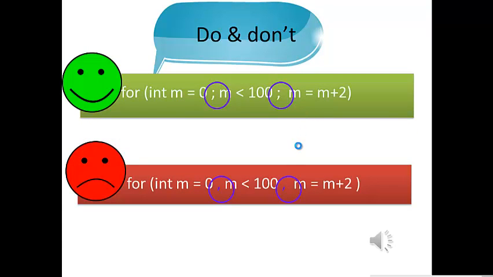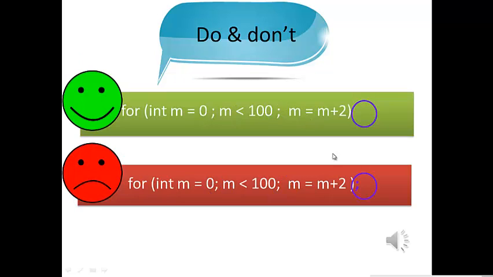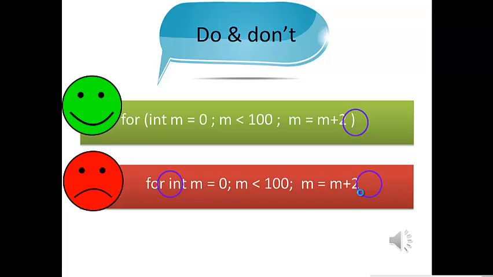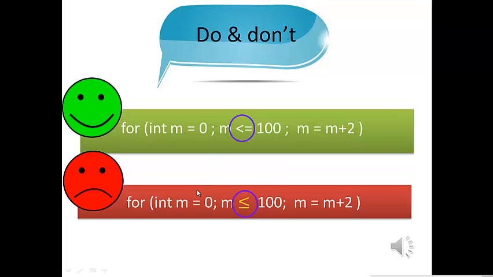In this example, there is misuse of a comma instead of a semicolon. Remember, a semicolon at the end of the for statement will cause a logic error. Next, parentheses or brackets are one of the syntax elements of the for statement. Lastly, use the relational operator less than or equal to correctly.